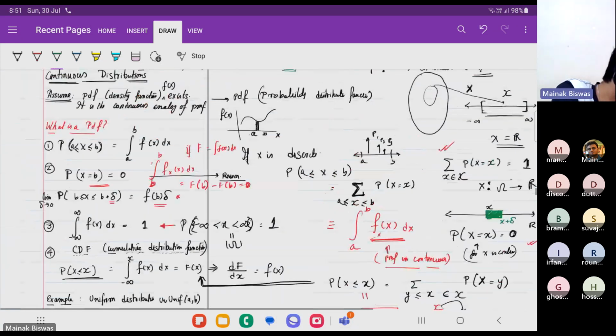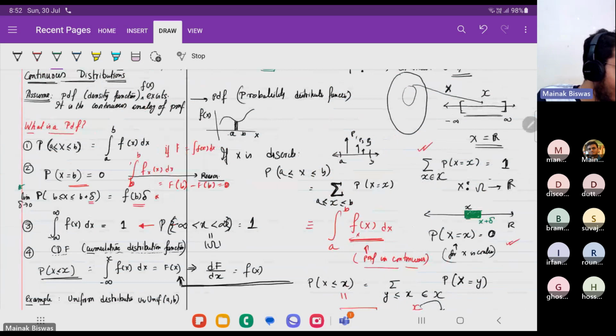Now, if you have really understood, tell me what this property is. If you want to find it for a small interval, what will it be? So that is this.